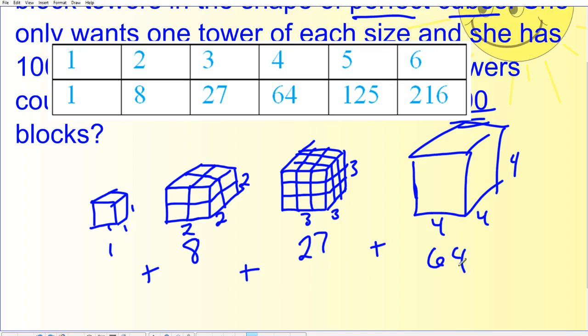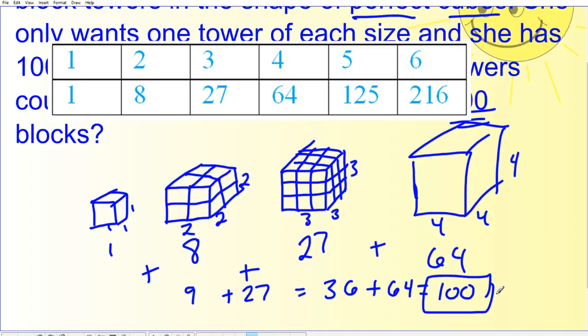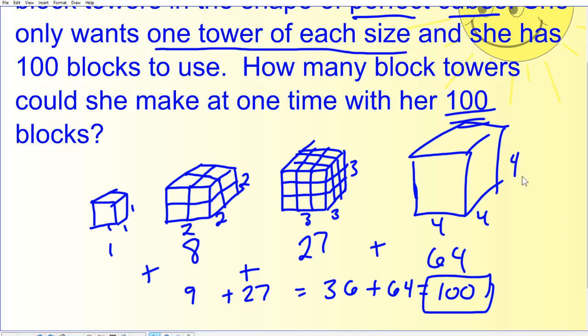So let's see. If we add these all together, 1 plus 8 is 9. 9 plus 27 is 36. 36 plus 64 is 100. So look at that. She would actually have the perfect number of blocks to make 4 towers. She can make a block of 1 cube on each side, a block with 2 cubes on each side, a cube block with 3 blocks on each side, and a cube tower with 4 blocks on each side.